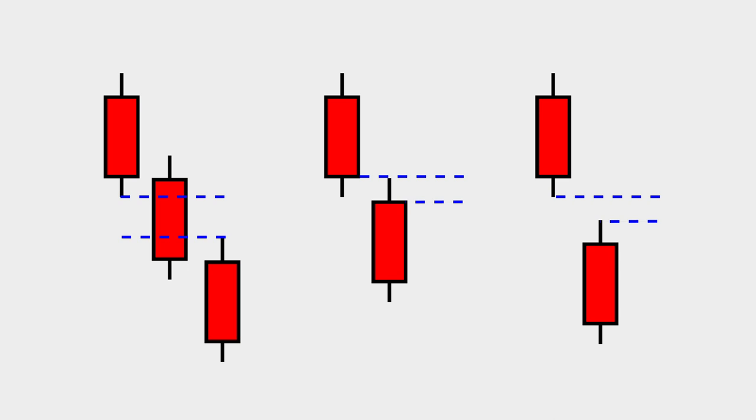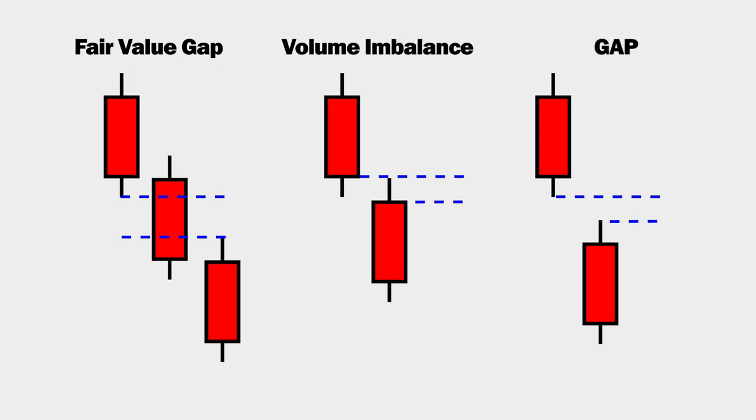Finalizing our discussion in this video, we'll explore the distinction between a fair value gap, volume imbalance, and a gap. Let's start by revisiting the concept of a fair value gap that we've previously talked about. Now let's delve into the concept of volume imbalance. A volume imbalance refers to a gap that emerges between the opening and closing prices of consecutive candles. What sets a volume imbalance apart from a gap is the occurrence of trading or overlap between the high and low prices. To illustrate, consider a specific case of a volume imbalance.